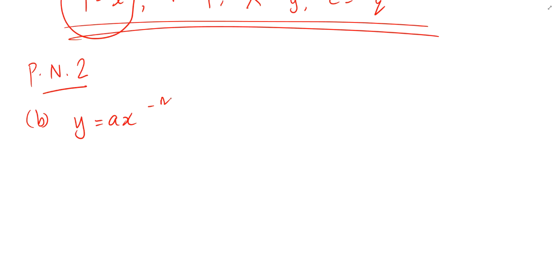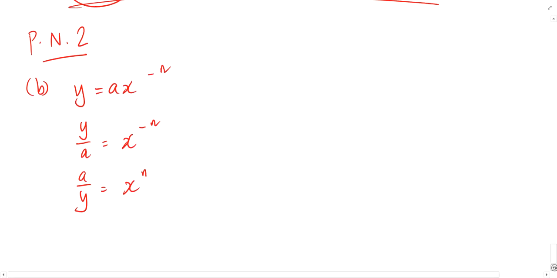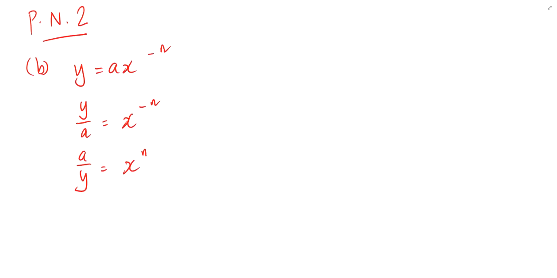So what shall we do on both sides? Divide by a, sure. y over a equals to x power negative n. Then what? Flip. Oh, okay. a over y equals to x to the power n. Then? Okay, so you take log on both sides, is it? Log here and log here. Change to log form.